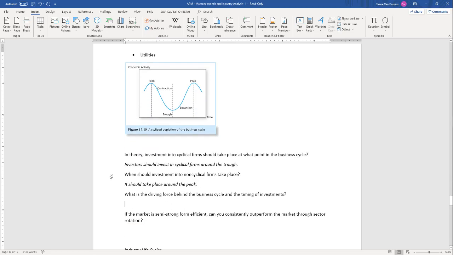What is the driving force behind the business cycle and the timing of investments? This is something I mentioned before. The driving force behind that is really manufacturers and producers chasing after profits and chasing after more sales beyond the point at which the demand for those goods and services have been met. In other words, they're generating excess inventory, okay, and excess capacity.